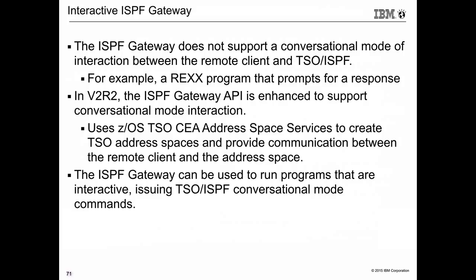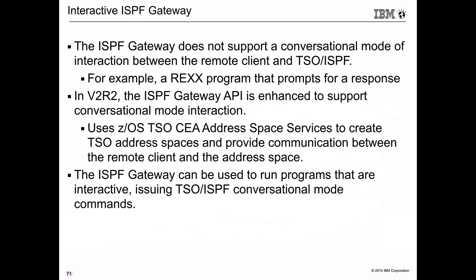Another item that is in 2.2 is an interactive ISPF gateway. Many of you may be familiar with the fact that ISPF has an ISPF gateway API. We'll call it the legacy gateway at this point, and that's existed for some time. If you have products today that use that API, or you have your own programs that use it, that's fine, it's still there. But we've introduced a second gateway that we're calling the interactive gateway, which is designed to support a more conversational type of interaction.